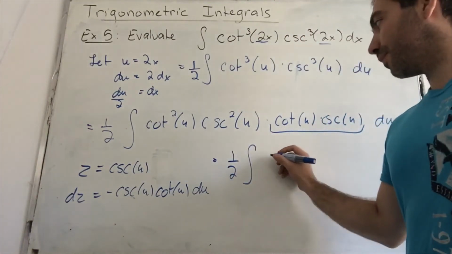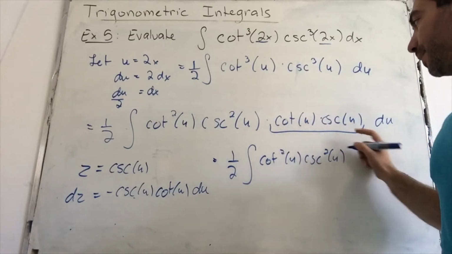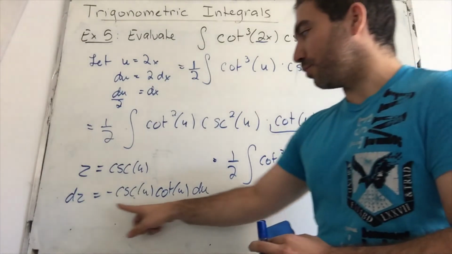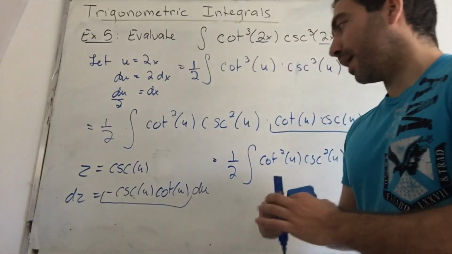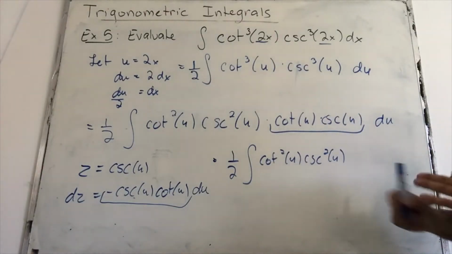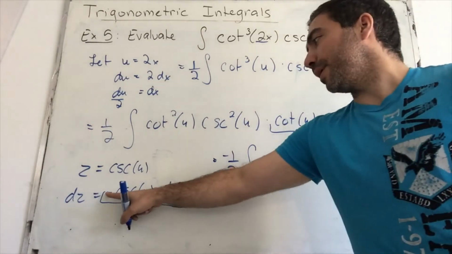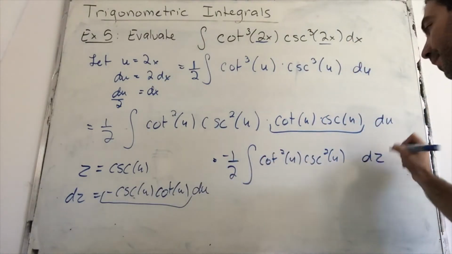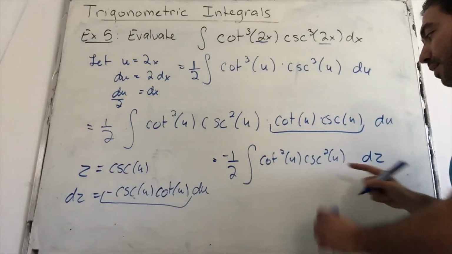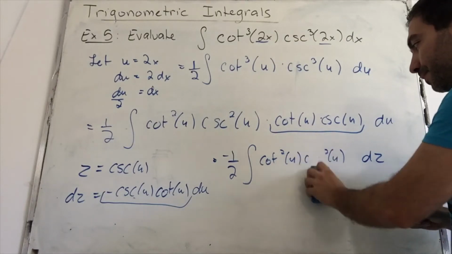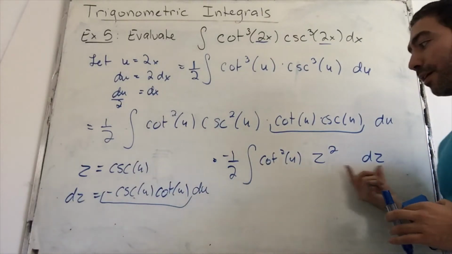Applying it, we get 1/2 cot squared u, cosecant squared u. This piece stays. But I'm just going to cancel it right away because we know du is going to be equal to dz divided by this whole term. And this whole piece here is going to cancel with this. So just to save space, I'm going to put the negative from here in the front, and I'm just going to write dz here because I know it's going to cancel with this piece that I saved. And the other thing is cosecant u, we could rewrite it as z squared.